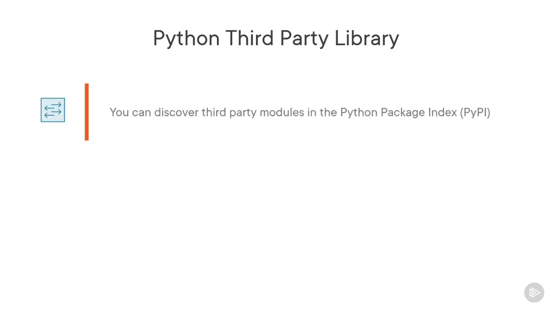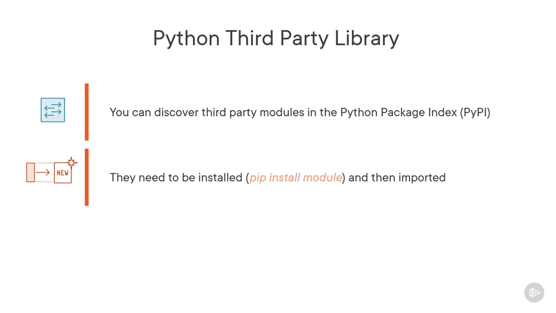Now, for Python third-party libraries, you can discover third-party modules in the Python Package Index, also referred to as PyPI. This is the official index for third-party Python modules. Now, you also can go out to GitHub and you'll find modules out there, and you can certainly use those as well. But the PyPI index is going to be the best place for you to go to discover third-party modules for any needs you might have in Python.